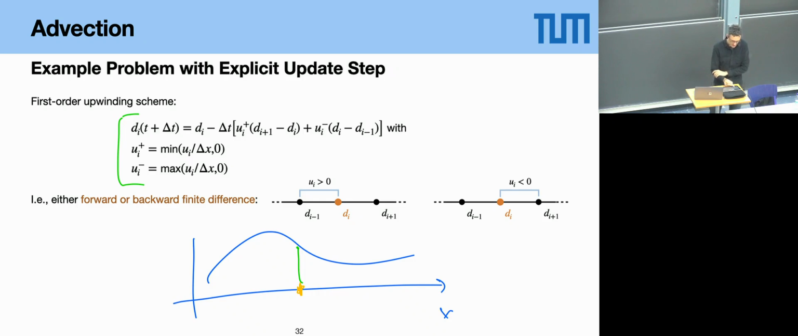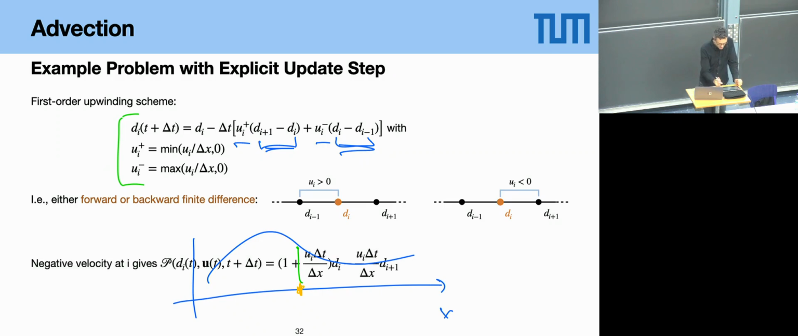These u plus, u minus values are now used up here to multiply a forward difference and a backward difference. Depending on u being positive or negative, it is 0 for one and the value for the other. So we're basically just keeping one of these two finite difference approximations. We're looking at the gradient, the first derivative, in this case of d, either backwards or forward. And that's what this upwinding does.